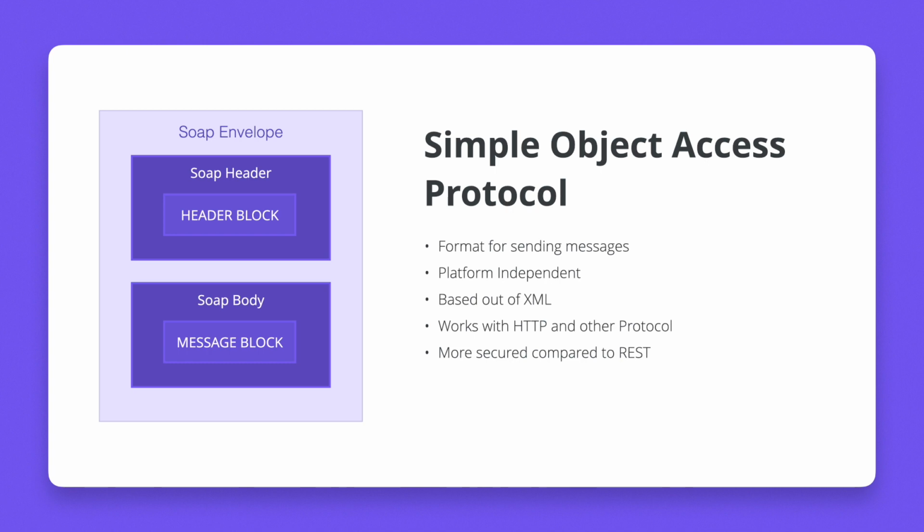SOAP message structure consists of an envelope, a header, and a body. An envelope is a placeholder that holds the header and body. Header contains sender, receiver information, and other data such as authentication, encryption, and hashing details. Body element contains the actual data that needs to be exchanged.